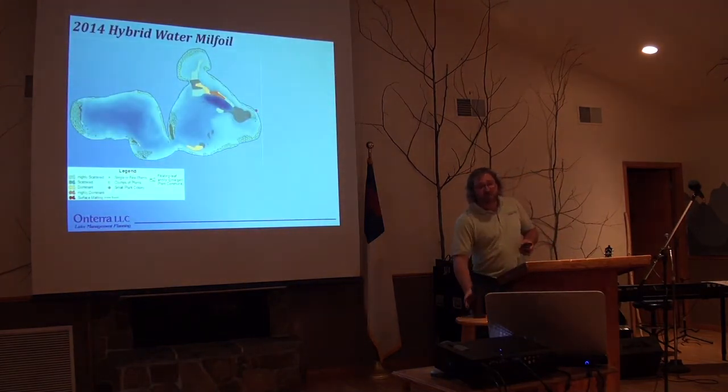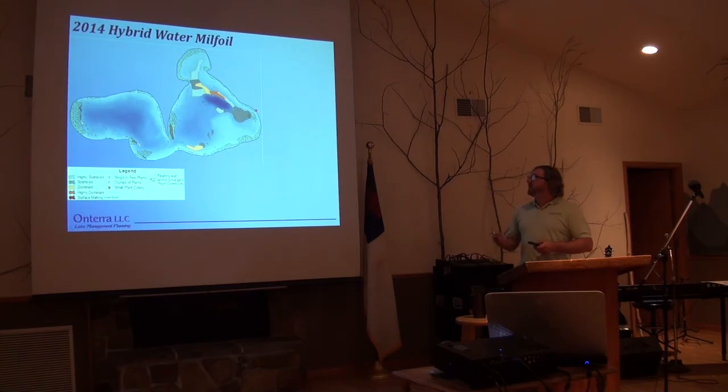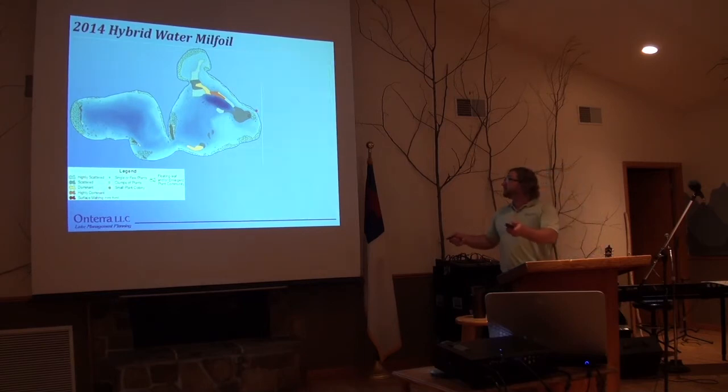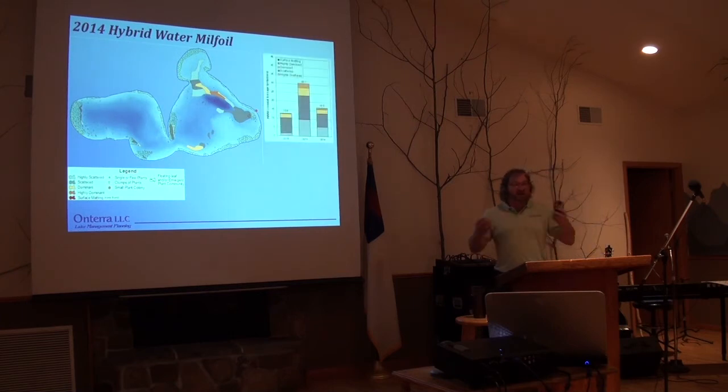In 2014, this is a map of where we found this plant in your lake. The colors may not show up as well as I would like, but the orange is highly dominant. Red would be surface matted. We didn't have any in 2014, but we did in previous years in this same vicinity. And then the gray is more of a scattered or lighter density.